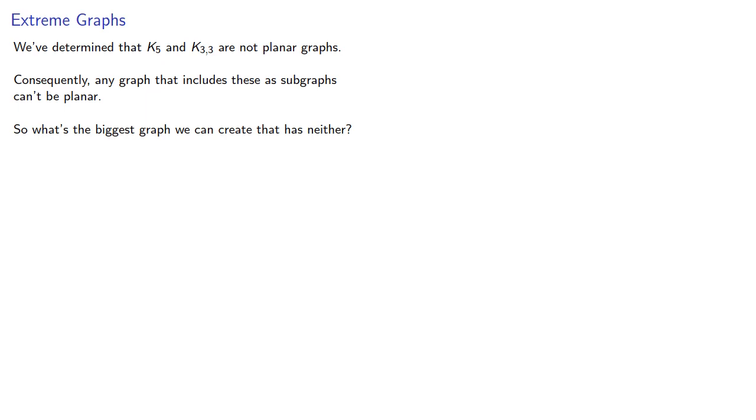We've determined that K5 and K33 are not planar graphs. Consequently, any graph that includes these as subgraphs can't be planar. So what's the biggest graph we can create that has neither? This is the type of question asked in extremal graph theory.